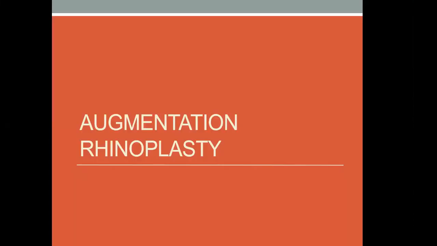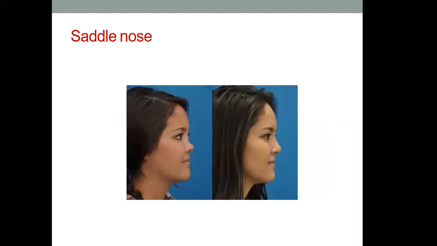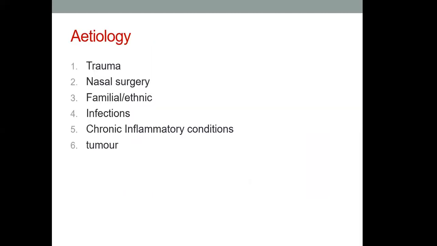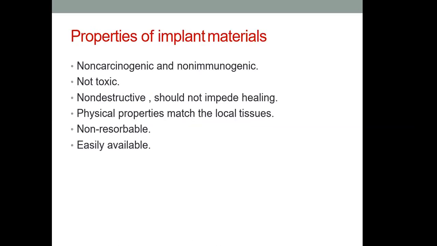Augmentation rhinoplasty. I'll talk about the saddle nose. It can be caused by trauma, nasal surgery, familial or ethnic factors, infections, chronic inflammatory conditions, or tumor. The properties of implant material should be non-carcinogenic, non-immunogenic, non-toxic, and non-destructive. Physical properties should match the local tissues; it should be non-resorbable and easily available.